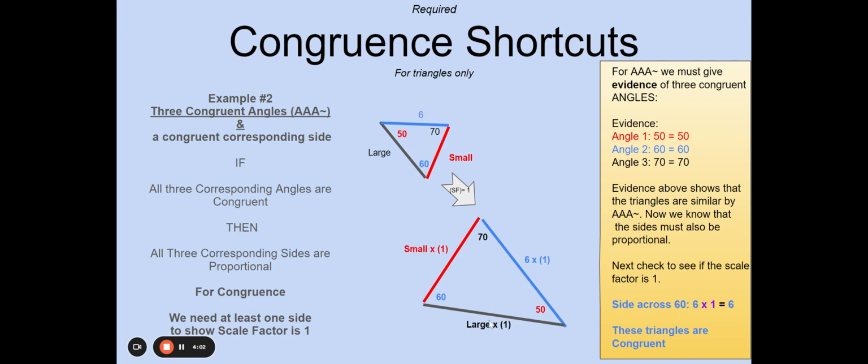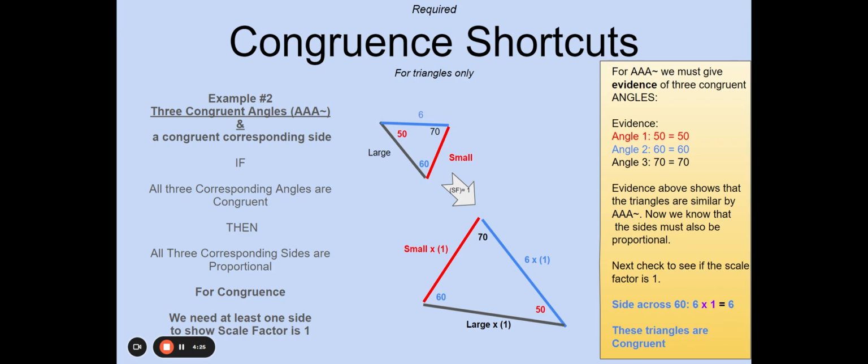If you have a 6 across the 70 and a 6 across the 50, those are not congruent. They're not necessarily congruent, I should say. So it has to be across the same angle, otherwise it doesn't count. It has to be across the same angle. Because the 6 is across both of the 60s, we know these have to be congruent, and we're done.